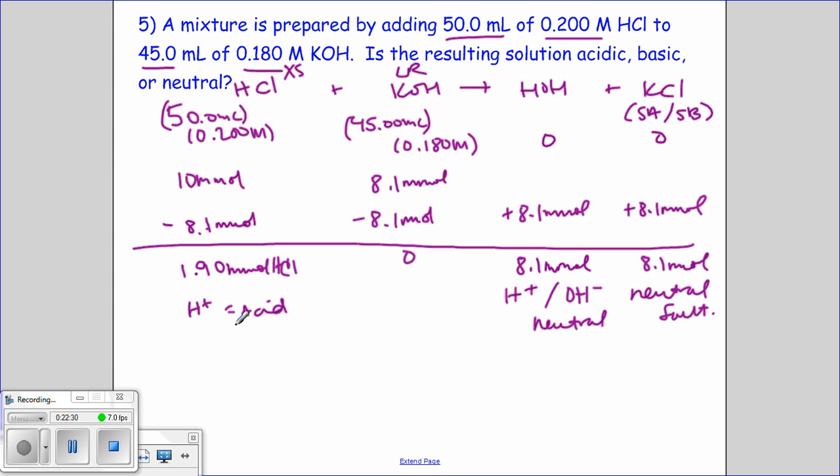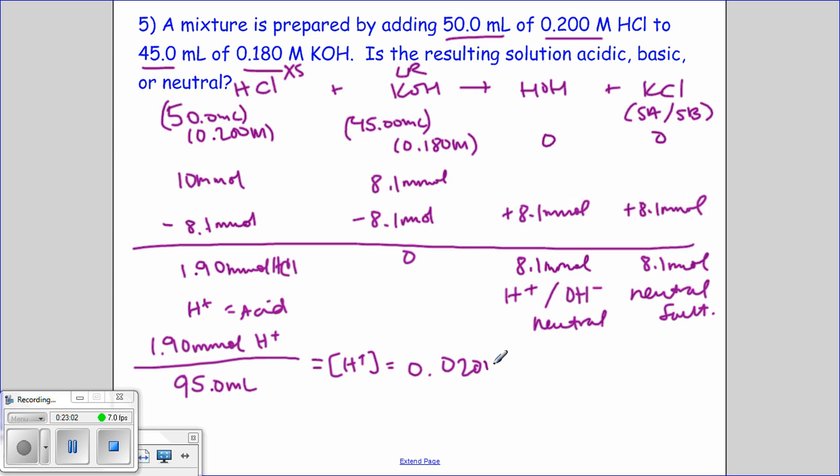Now, what if I want you to calculate the actual pH? This one just takes a little bit more work. We know that since it's a strong acid, we will also have 1.90 millimoles of H plus in the solution. But what is the solution made of at this point in terms of volume? It's 50 plus 45, which is 95.0 milliliters. So we take the millimoles divided by the milliliters. That's going to give us our H plus concentration, which is 0.020 molar.